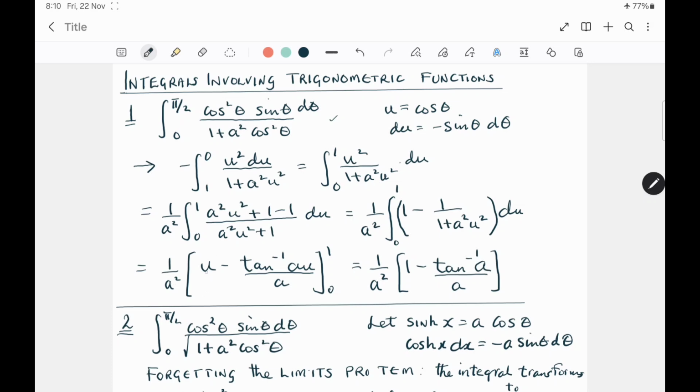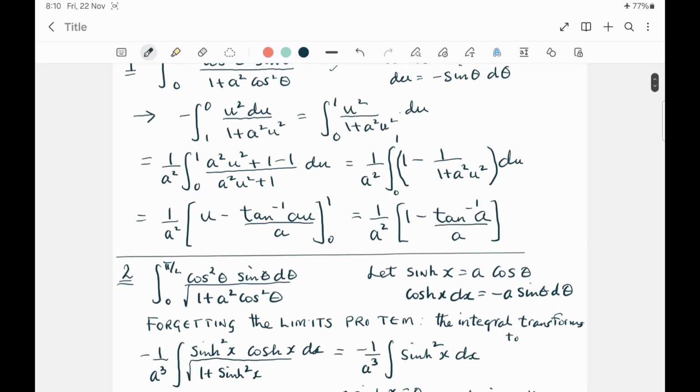That's 1 over a squared, u minus tan inverse au over a. And inserting the limits, we get 1 over a squared into 1 plus tan inverse a over a. Well, that does the first part. The second part, as I've said, looks fairly similar, except the denominator has a square root sign. I must admit I had to make 2 or 3 attempts at this one before I found a fairly tidy solution. So I've used the substitution here of sinh x equals a cos theta.